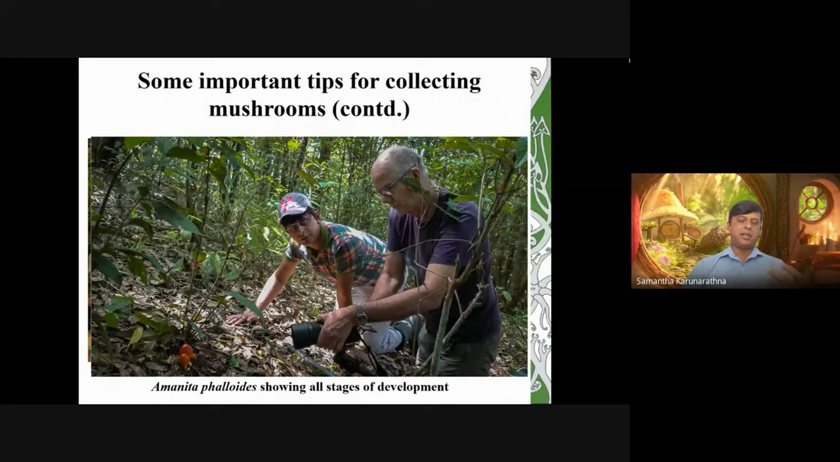So this is Steve Axford. Of course, you might know him very well. He is one of the best mushroom photographers in the world. And he takes very nice photographs that can be used easily in publications, because you can see all the characteristics very well. Next slide, please.